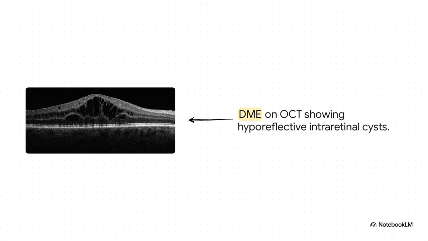Instead of a normal compact foveal contour, look at the inner and outer nuclear layers. They're entirely disrupted by these huge, hyporeflective, dark intraretinal fluid cysts. This swelling physically alters the photoreceptor alignment above the intact RPE and Bruch's membrane, which is exactly why your patient is sitting in your chair complaining of blurred central vision.